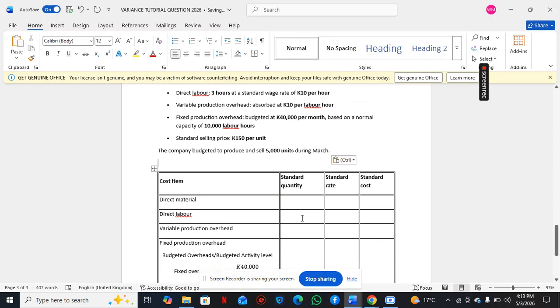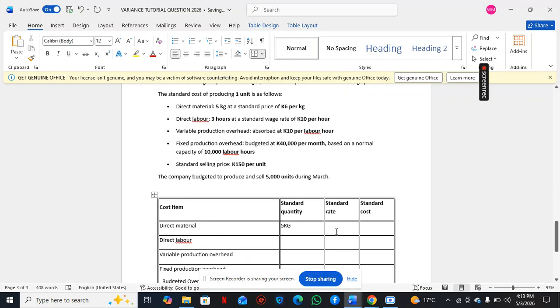So direct material standard quantity for each unit, we use 5 kg for each unit. The standard rate is 6 kwacha per kg. So the direct material cost we incur for one unit is 5 times 6, 30 kwacha.